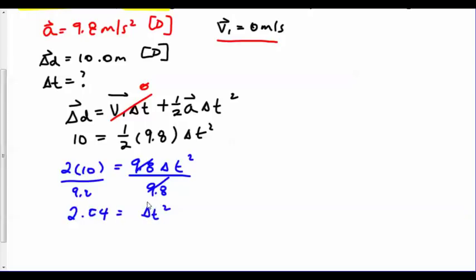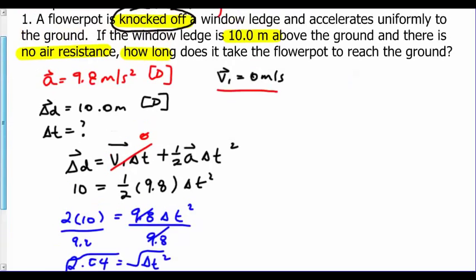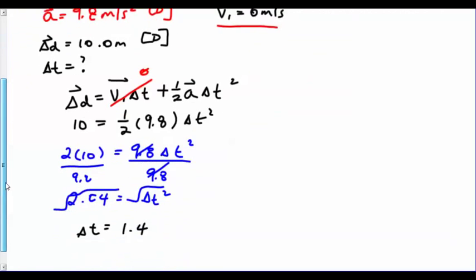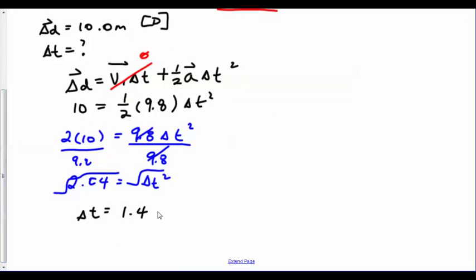To find the T, I'm going to have to take a root on both sides. So my final answer would work out to be something like 1.4. Don't forget to check your question for how many sigdigs there are. There are 3 sigdigs in this variable, and 9.8 has 2 sigdigs. So the answer should be expressed in 2 sigdigs. Don't forget your unit, and that is your full answer.